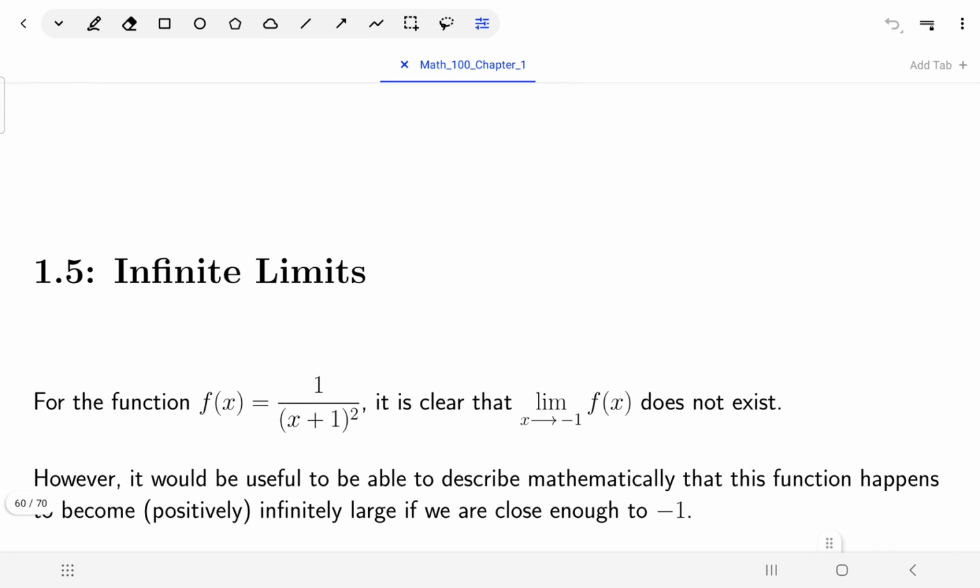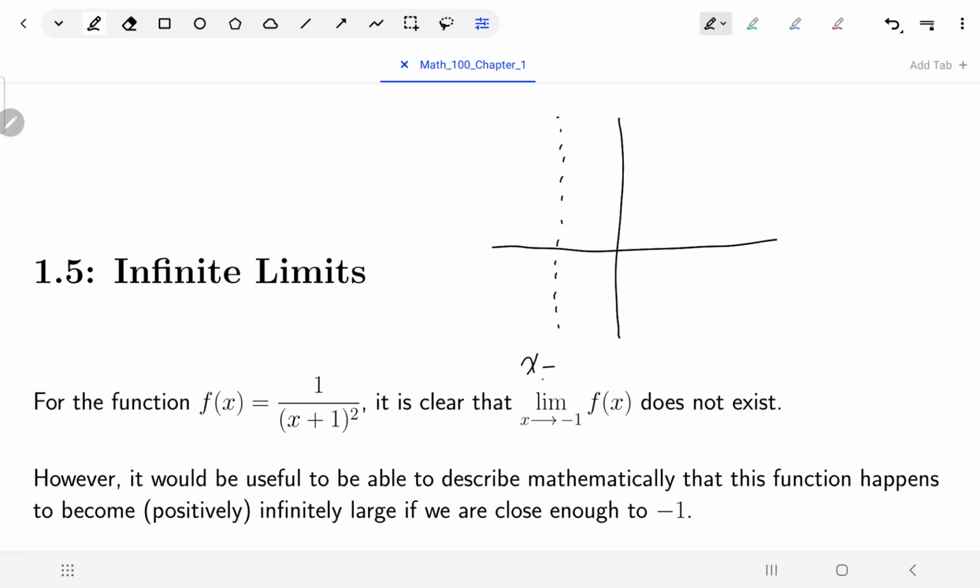So just to get ourselves started here, I'm looking at this function 1 over (x+1) squared, which I know is just the 1 over x squared function shifted to the left, so it's got a vertical asymptote, x equals -1, and it's also got a horizontal asymptote, y equals 0, and it looks a little something like this.